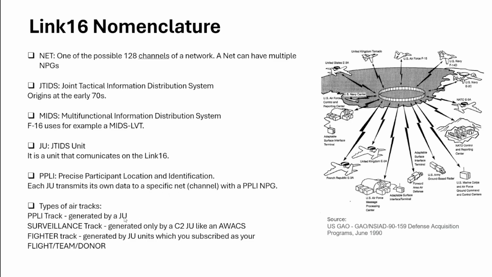So every JU unit transmits its information. It's going to be a track on your displays. Surveillance track, generated only by C2 JU-like units, like AWACS, transmit only NPG surveillance. Fighter tracks, generated only by JUs which you subscribed to as your flight team, and on the F-16. Okay, so do you guys have any questions so far, or can I move on to the implementation?